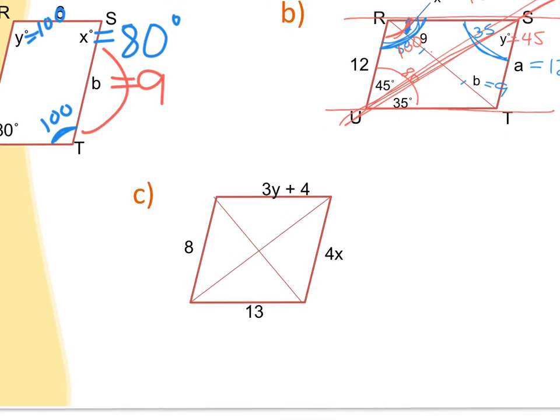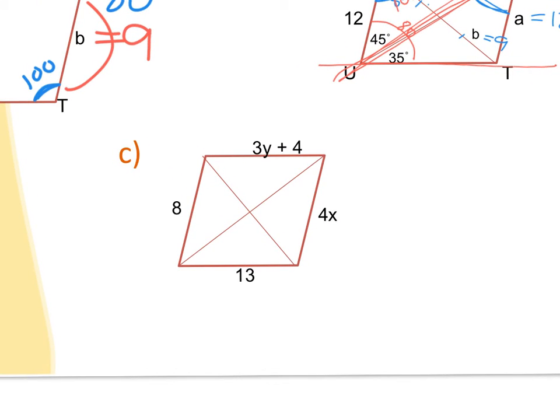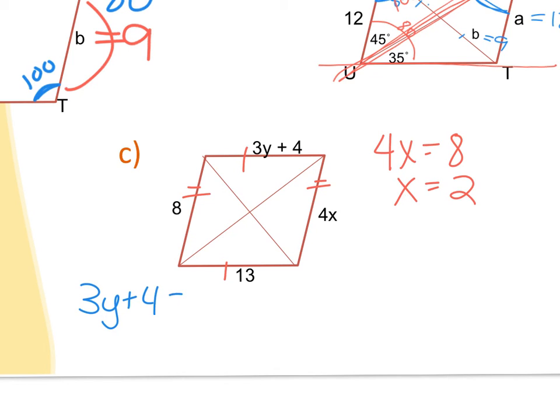And then C is just your opposite sides. Okay, this time you've got two variables. Opposite sides are congruent, which means 4x equals 8 and x equals 2. And 3y plus 4 equals 13. 3y equals 9 and y equals 3.